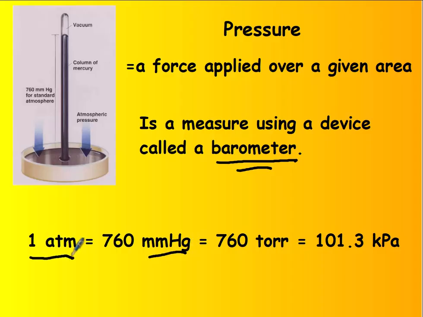So on your formula chart, 1 atm is equal to 760 mmHg, which is equal to 760 torr, which is equal to 101.3 kPa. So all four of those are pressure units. So just like temperature could be in Celsius, Fahrenheit, or Kelvin, pressure can be in atmospheres, millimeters of mercury, torr, or kPa, to name just a few.